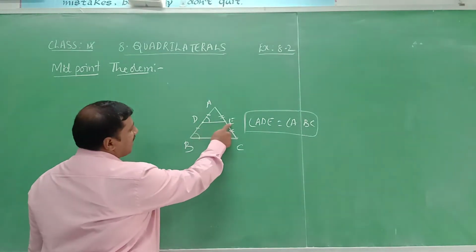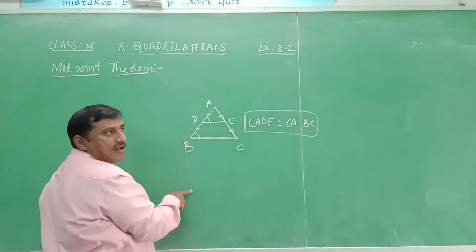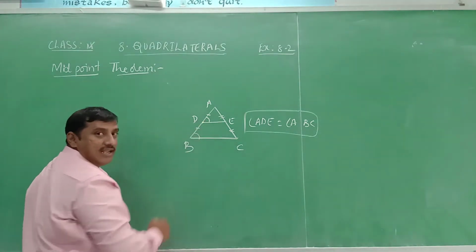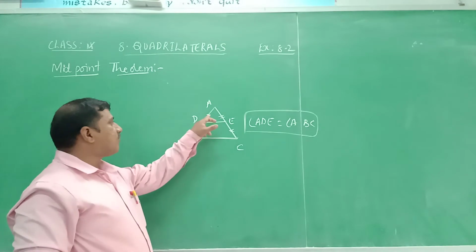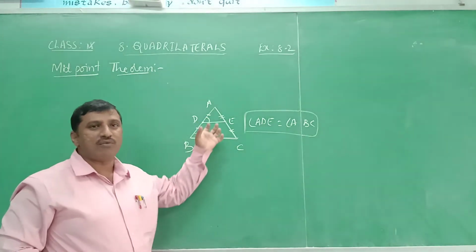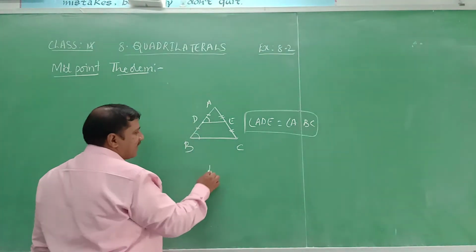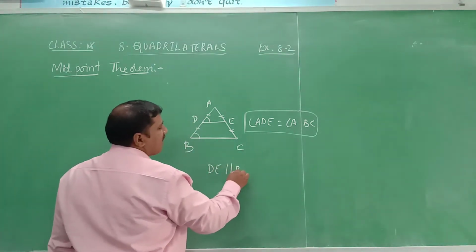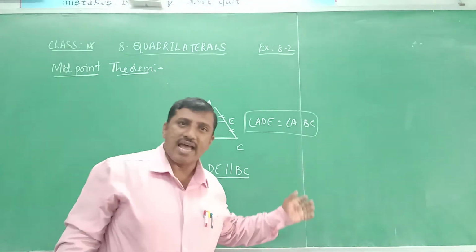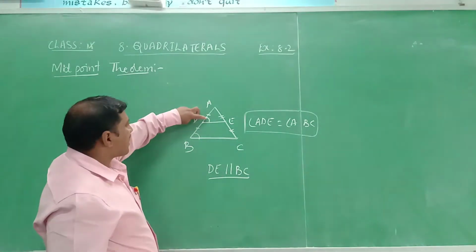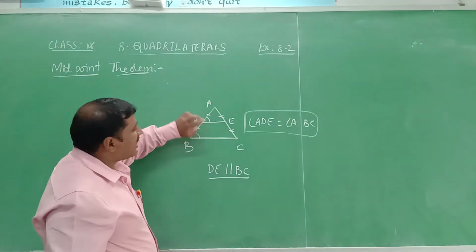Now consider DE and BC as two lines. AB is the transversal. What are these two angles? Yes, they are corresponding angles and we proved they are equal, by measuring. Now can we say that DE is parallel to BC? Why? Because the corresponding angles are equal. So here the corresponding angles are equal, then DE is parallel to BC.